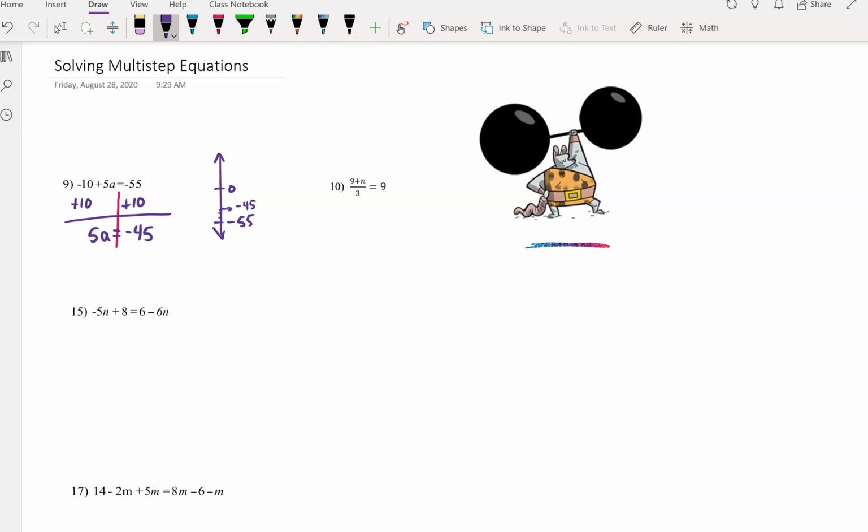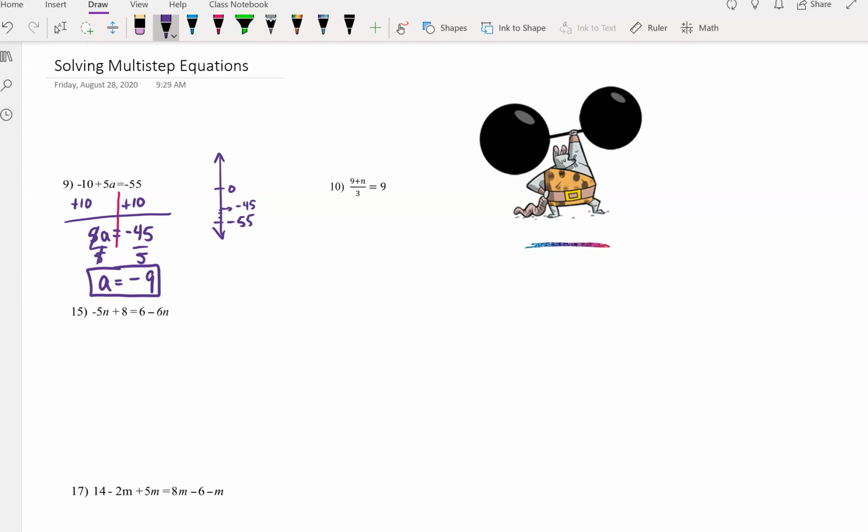And then this step you guys are getting really, really good at. Dividing by 5, opposite of multiplying right here. And because it is a negative value divided by a positive value, we're going to get a is equal to negative 9. And so there is your first example.